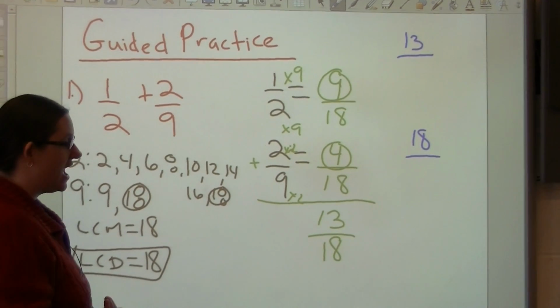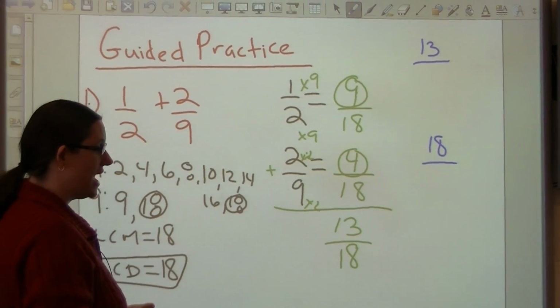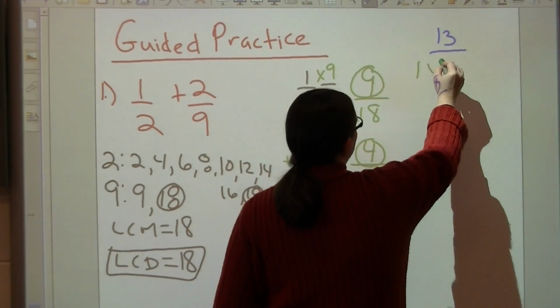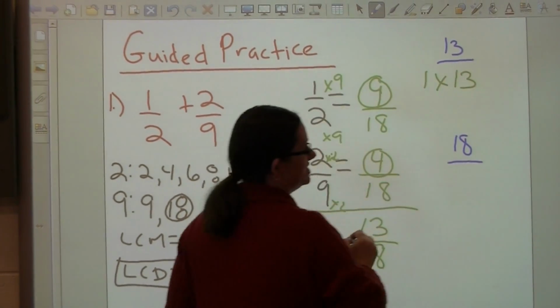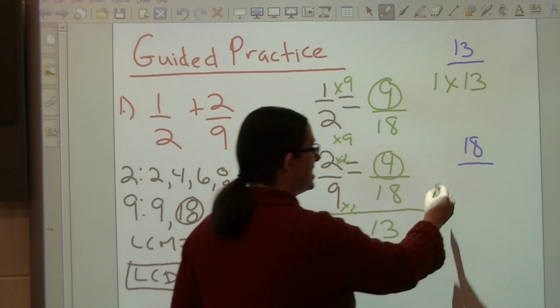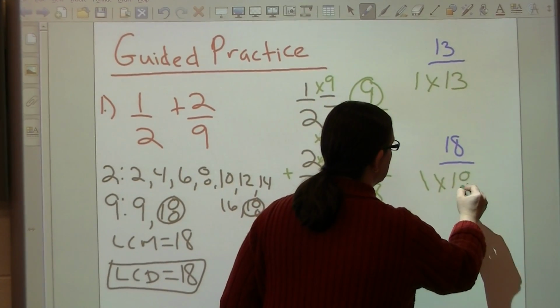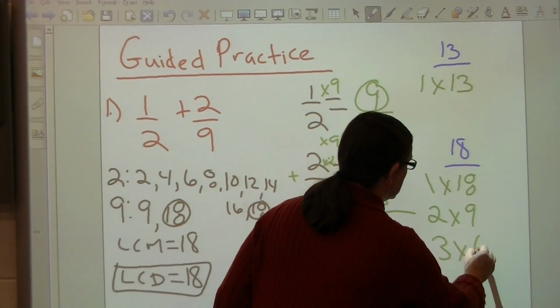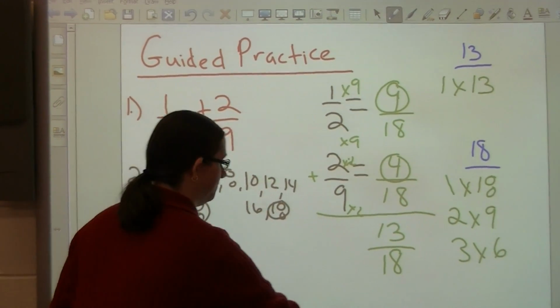Can we simplify that? Some of you may say yes right off the bat. Some of you might say no. Again, quick way to do it, make your factors. What are the factors of 13? 1 times 13, and that's it. Factors of 18. 1 times 18, 2 times 9, and 3 times 6.